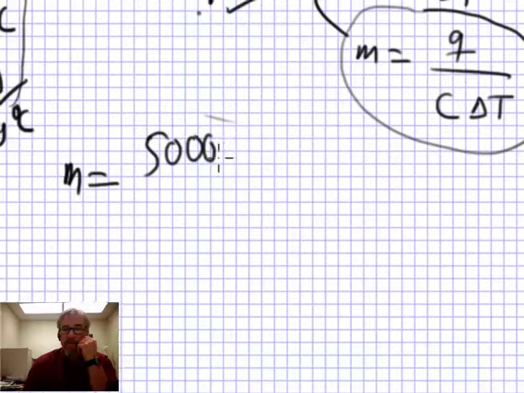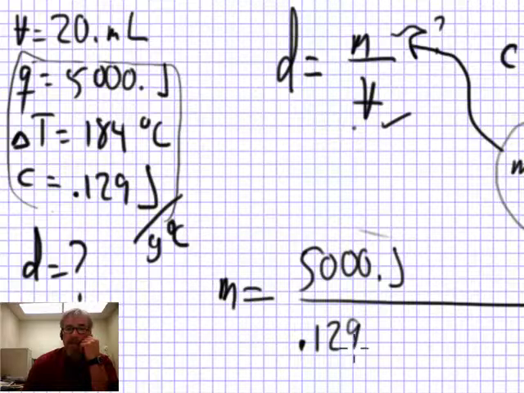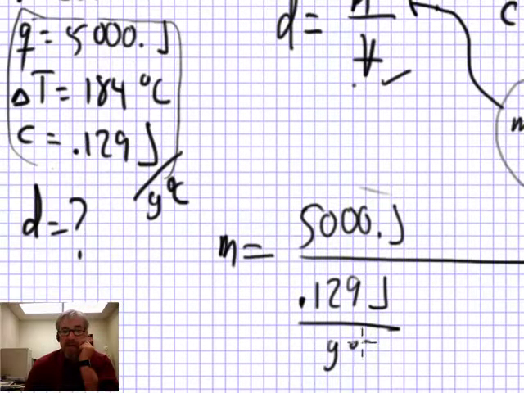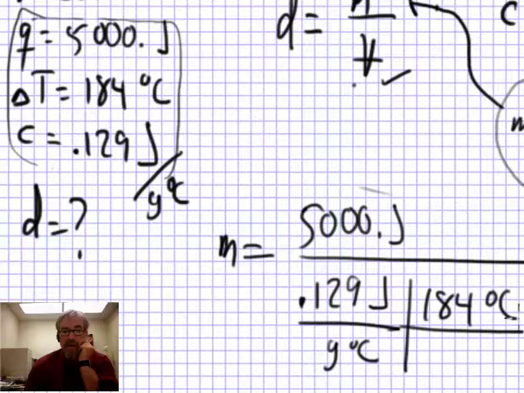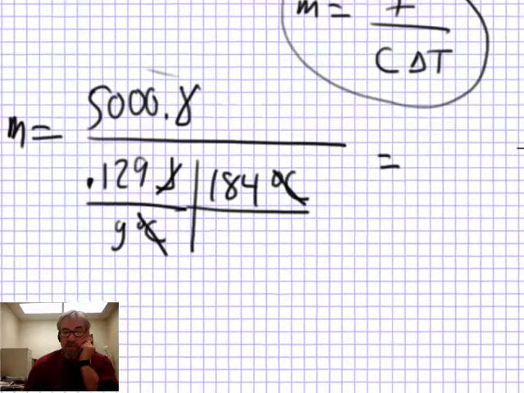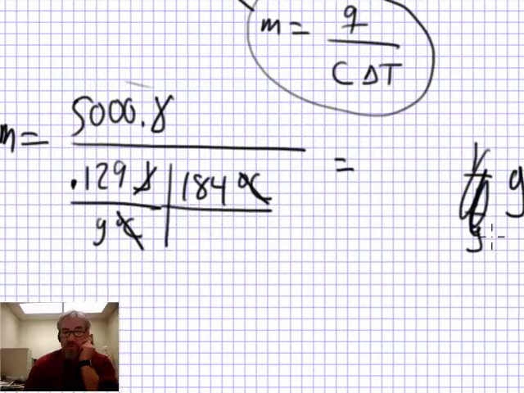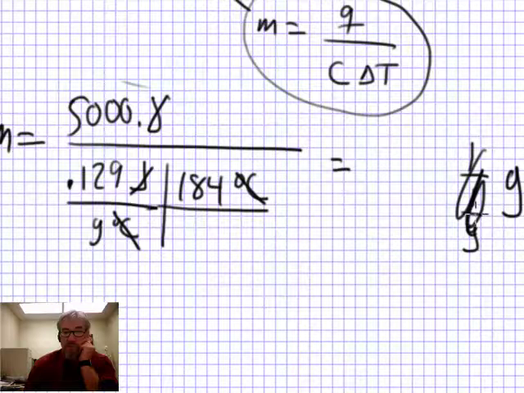Mass is equal to Q, which is 5,000 joules, divided by C, which is 0.129 joules per gram per degree C, times delta T, which is 184 degrees C. Like always, I'm going to check and make sure my units are right first. I have joules on top and bottom. That cancels. In the denominator, I have degrees C top and bottom. That cancels. The only unit that I have here is 1 over grams, but that's just grams. So that's units of mass. Things look pretty good. I'll calculate.